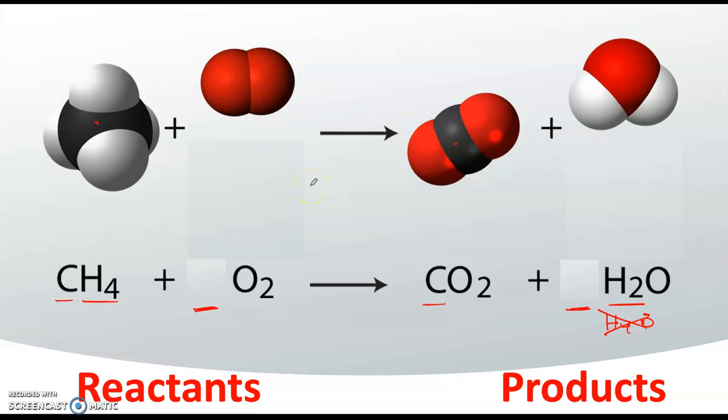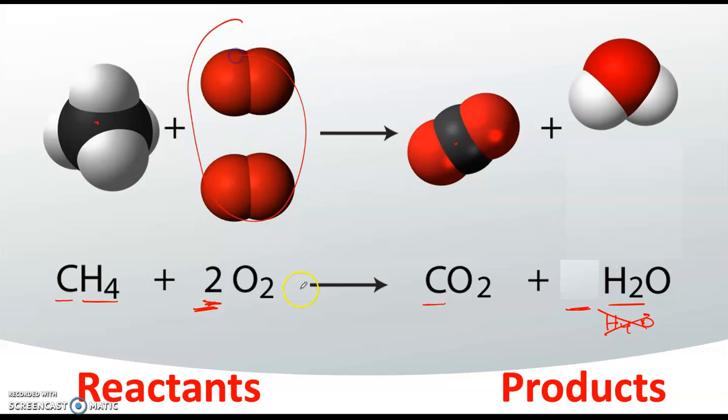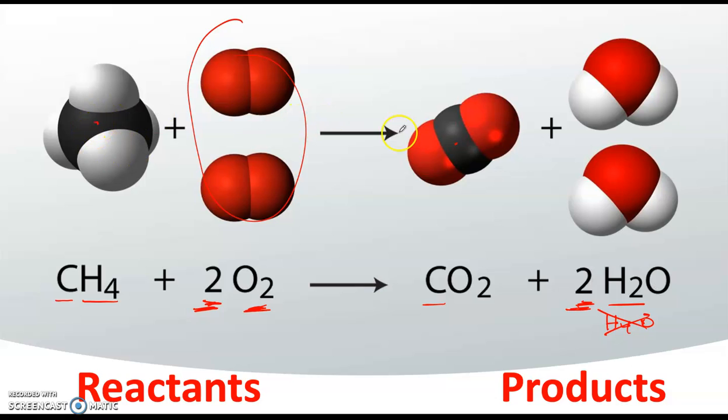So to start solving these problems, I'm going to put a 2 here. And what that means is that there's 2 of these oxygens. There's 2 of them. I didn't change the fact that it's O2. It's still O2. It's just now there's 2 of those O2s. The next thing is I'm going to put a 2 in front of the water. And then that means there's 2 waters. Now if you count everything up, there's still 1 carbon on each side. There's 1, 2, 3, 4 oxygens here, 1, 2, 3, 4 here, and there's 4 hydrogens and 4 hydrogens. So everything works out now.